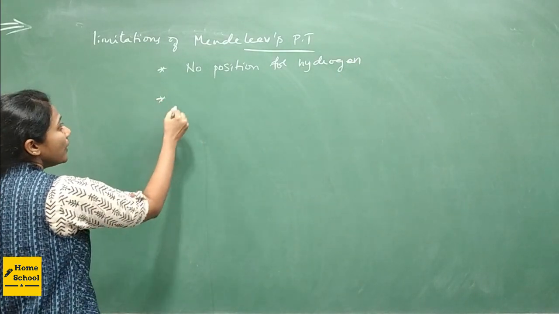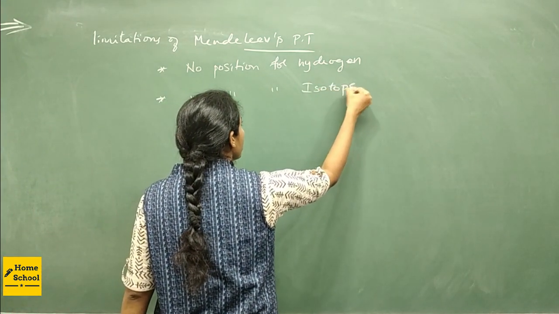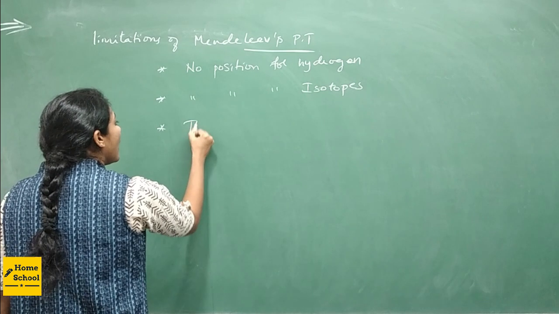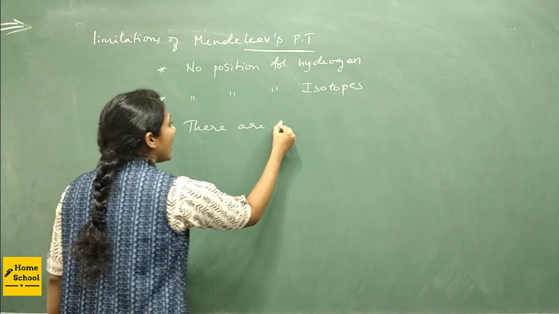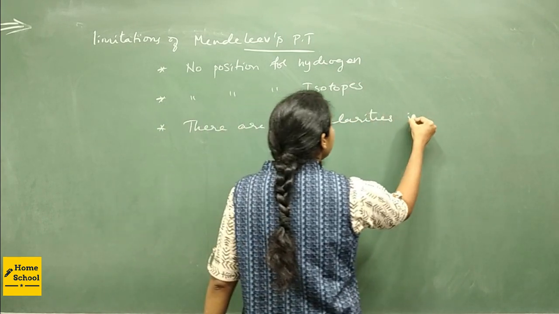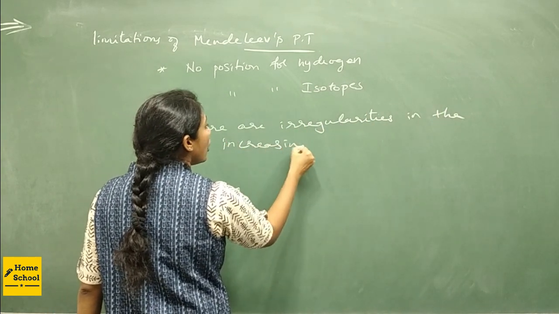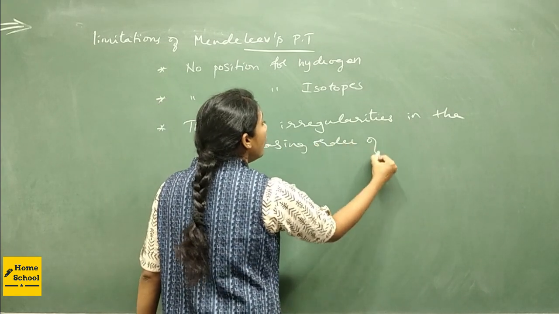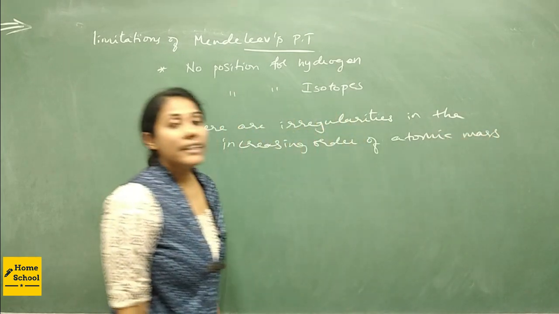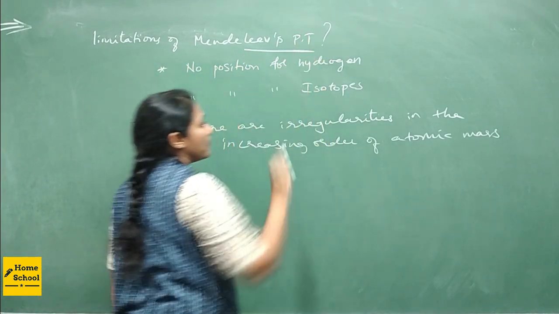Coming to the second point, you can write it as no position for isotopes. And coming to the third point, you can write it as there are irregularities in the increasing order of atomic mass. These are the 3 sentences you can write if limitations of Mendeleev's periodic table is asked.